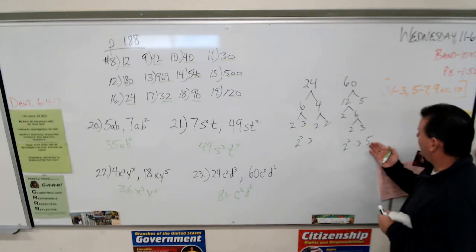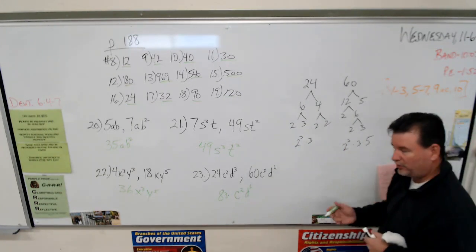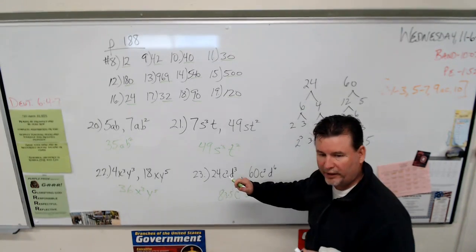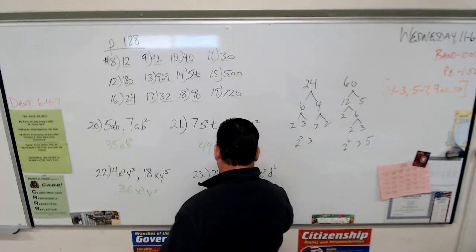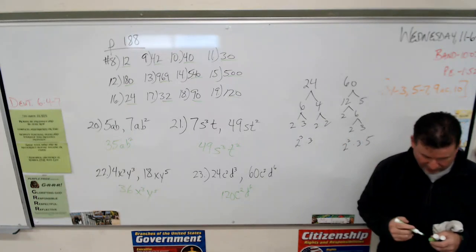I've got a 5 here, but no 5 there. What am I going to use? 5. I've got to use all the factors. 8 times 3 times 5. What is 8 times 3 times 5? 120. So the answer is 120 c squared d to the 6th.